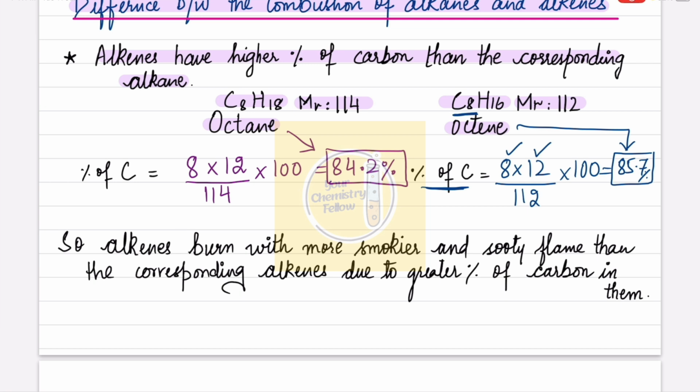Now both of these molecules consist of 8 carbon atoms. But in octane there is 84.2% carbon present, whereas in octene there is 85.7% carbon. So this means that alkenes have a higher content of carbon in them. So they burn with a more smoky and sooty flame than the corresponding alkanes due to the greater percentage of carbon in them.